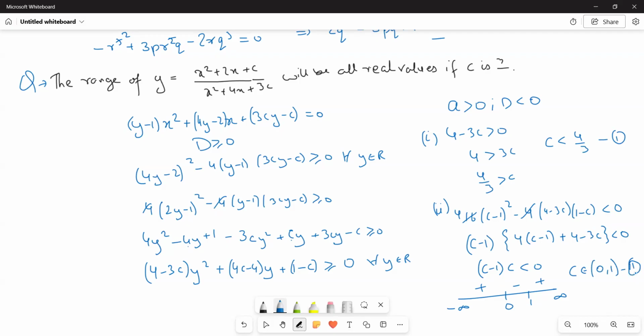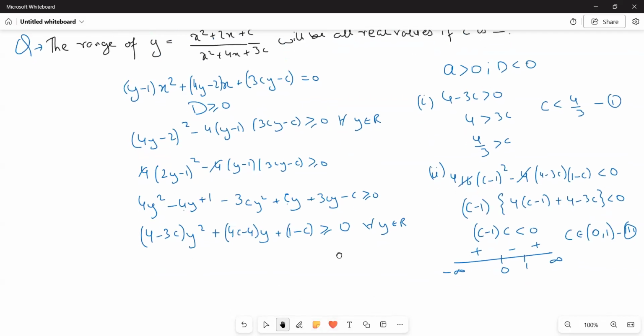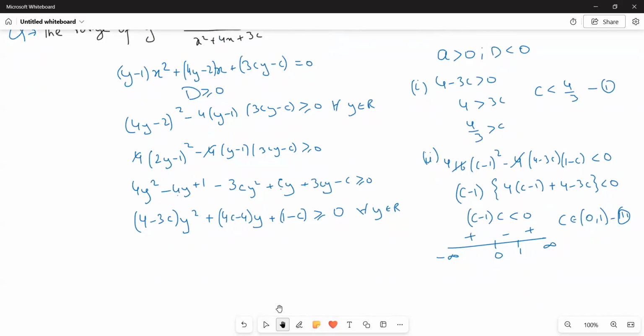Now what will be the intersection of the two conditions? The first condition is c is less than 4 by 3. The second condition is c lies between 0 to 1. The intersection of the two will give us the final answer as c lies between 0 and 1.